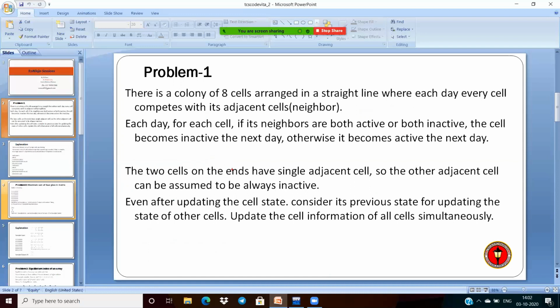Now, once again, see the question here. If the two cells at the ends have a single adjacent cell, the other adjacent cells can be assumed to be always inactive. If a cell has both left and right neighbors, there is no problem. But if you take the first element, it does not have a left neighbor, so in that scenario we assume the neighbor is in inactive state 0. Similarly, the last cell does not have a right neighbor, so you can assume the right neighbor is 0. Like this, we have to update all the cell values from day to day.